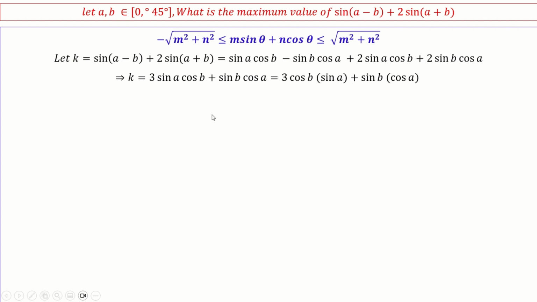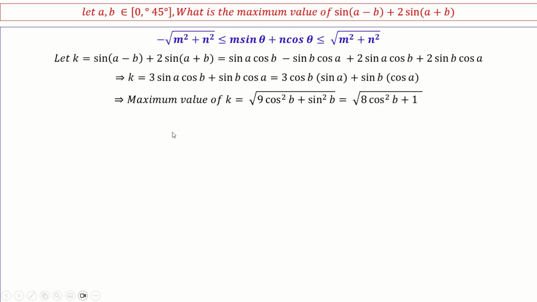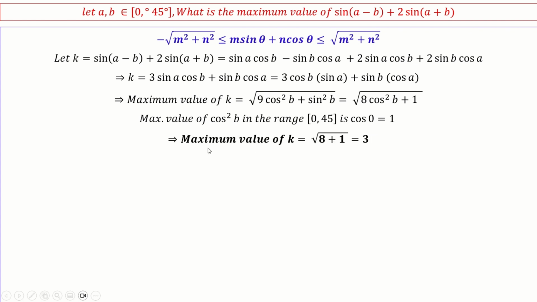If I take this way, what is the maximum value? Square root of m square plus n square. So the maximum value of k is equal to the square root of 9 cos square B plus sin square B, which is nothing but 8 cos square B plus 1, since cos square B plus sin square B is 1. And I know that cos square B, for B in the range 0 to 45, has a maximum of 1. So if I substitute that, I should get the maximum value of k as square root of 8 plus 1, which is 3. This is the maximum value I should get.